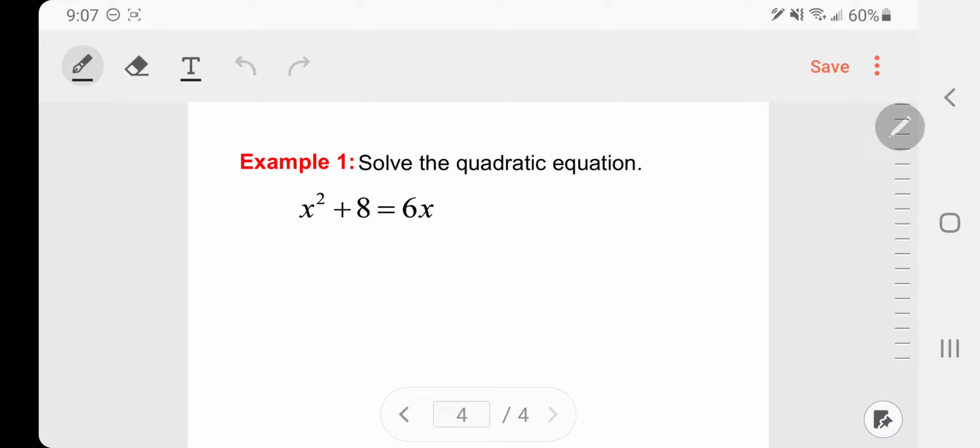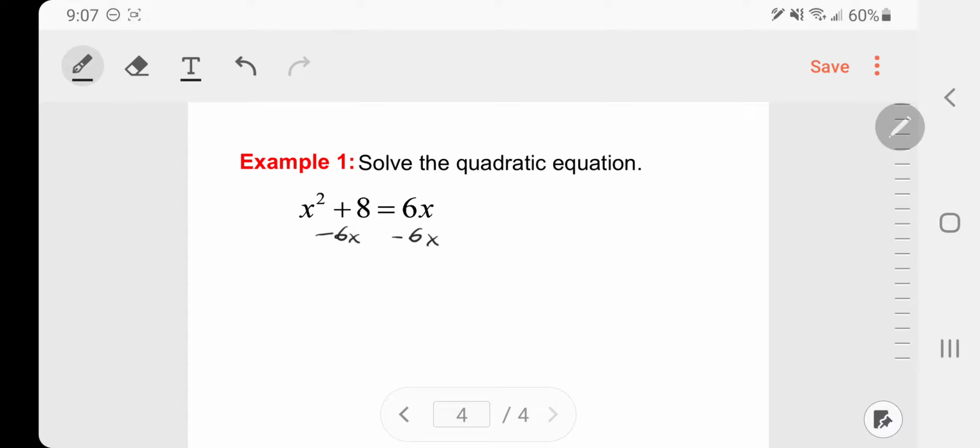Okay, so taking a look at this example that we have here, first thing we notice is it's not set equal to 0, and it's not in standard form, so let's go ahead and work to get it into standard form. Okay, so what I can do is I can get rid of this 6x on this side and move it over to the other side.